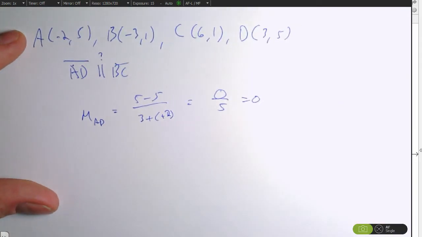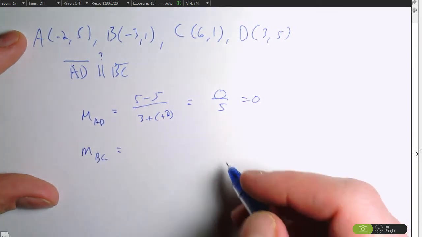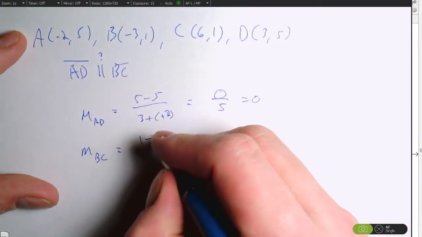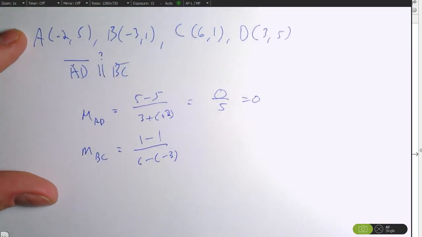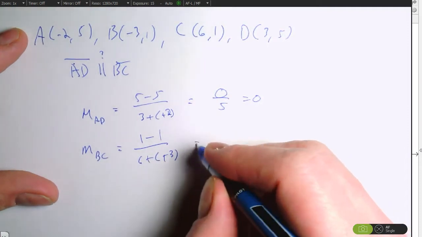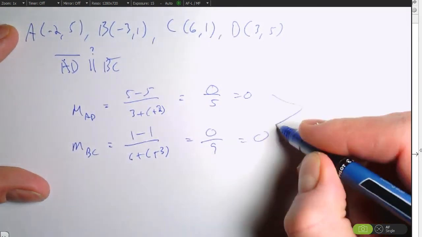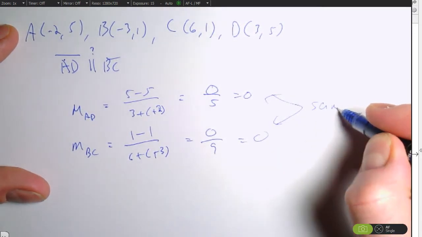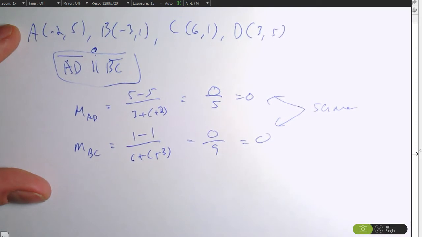Now, if this is truly parallel, segment BC will have the same exact slope. So y minus y is 1 minus 1. X minus x is 6 minus negative 3. That ends up being 6 plus 3 on the bottom. We get 0 over 9, 0. So those slopes are the same. And yes, that means AD and BC are parallel.